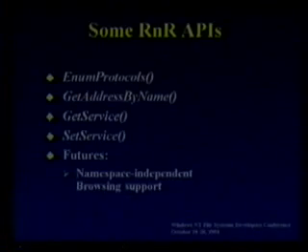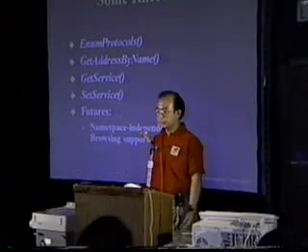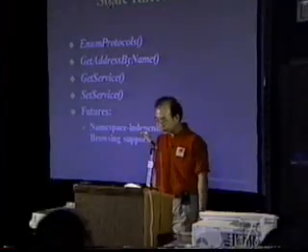Okay, again, I've just listed a subset of the APIs, the more interesting ones. EnumProtocols basically enumerates the protocols you have installed on your local machine. And protocols are essentially transports in this sense. So you can query things like, okay, what protocols do I have? And of the ones I have, are they reliable? Do they support connection-oriented communication and so on?